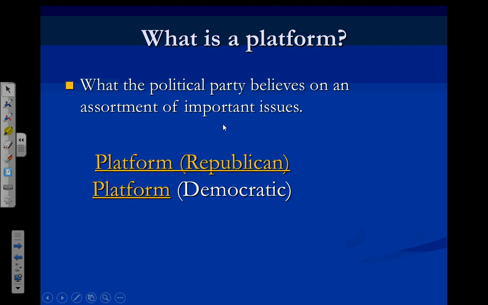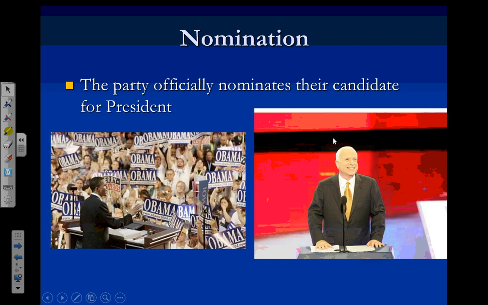And every 4 years, the parties write their platform. And those platforms may not change much over the 4 years, but there may be some shifts in the platform. Either way, it's a good way to find out what the party actually believes in. And those platforms are written at the convention. The other thing that's kind of important is the party officially nominates their candidate for president. Prior to this, we knew that Barack Obama was going to be the Democratic candidate, but it wasn't official until he was actually nominated at the convention. Okay, so it's kind of a formality, but it's still a reality.